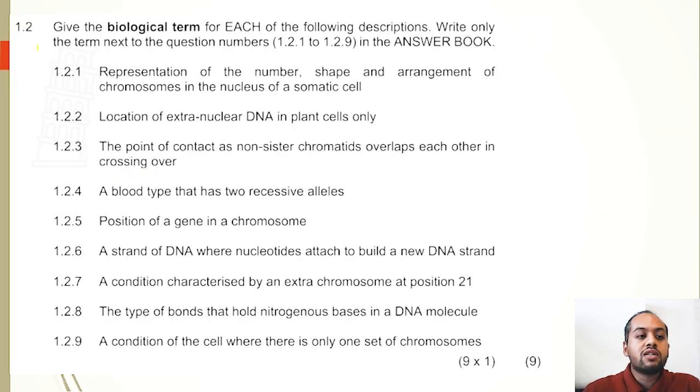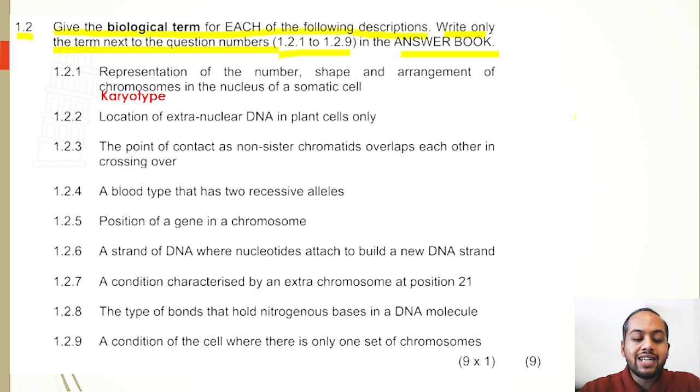The next question, we are looking at our terminology questions for 1.2, which states give the biological term for each of the following descriptions. Write only the term next to the question numbers 1.2.1 to 1.2.9 in the answer book. So question 1.2.1, the representation of the number, shape and arrangement of chromosomes in the nucleus of a somatic cell is referred to as the karyotype.